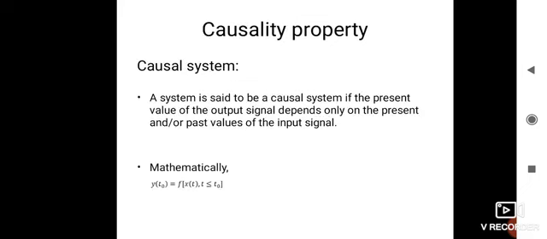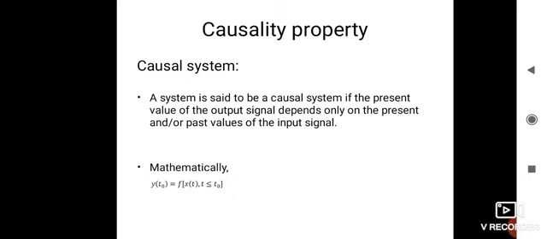Okay. Next, the causality property. A system is said to be a causal system if the response or output does not begin before the input function is applied. That means a system is said to be a causal system if the present value of the output signal depends only on the present value or the past value of the input signal, not on the future value.